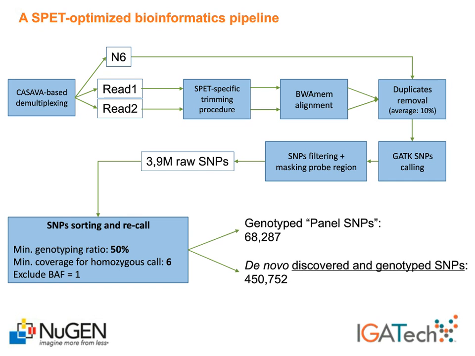With this data shown here on the whole panel of 479 samples, we successfully genotyped almost 70,000 SNPs as they were selected on the panels, plus more than 450,000 SNPs that were discovered and genotyped with the same criteria as applied to the panel SNPs, which were to be genotyped on at least 50% of samples, and also the minimum coverage to trustfully call homozygous states was set to 6 reads.